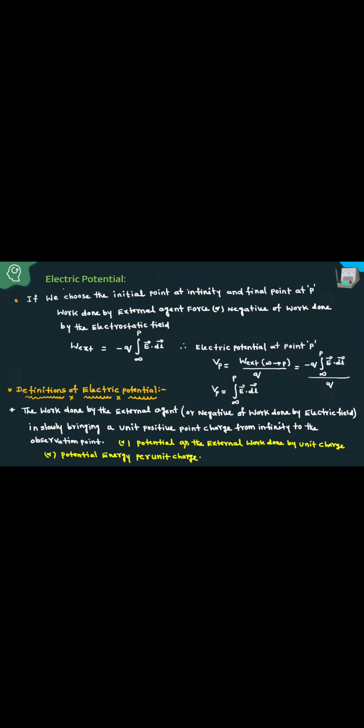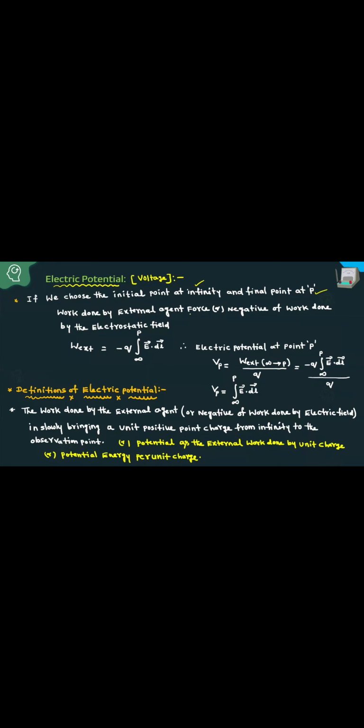Now, what is the electric potential? With this knowledge, now you have to define the electric potential, or voltage. If you choose the initial point at infinity, let us assume that the charge is at infinity position and the final point is at P. Instead of A and B positions, I am taking infinity to some point P.